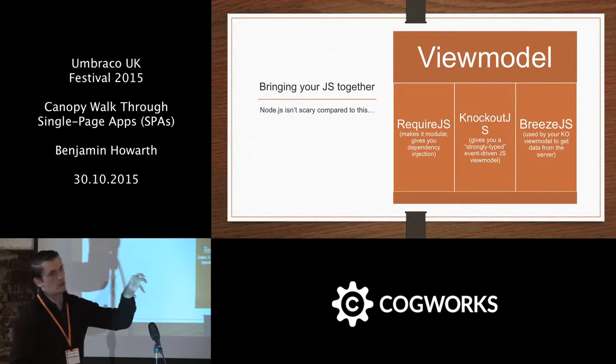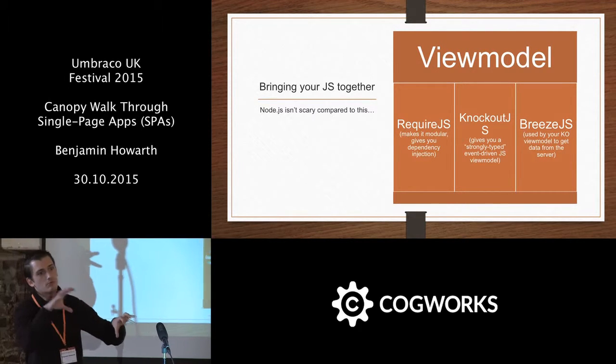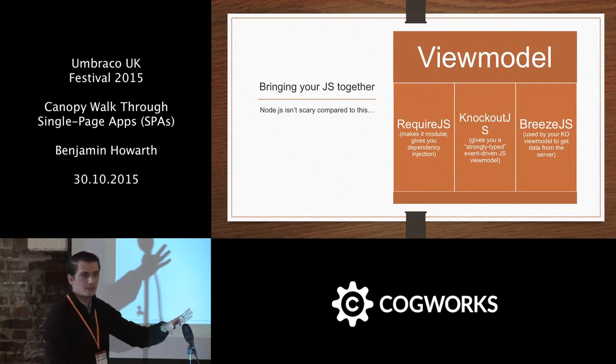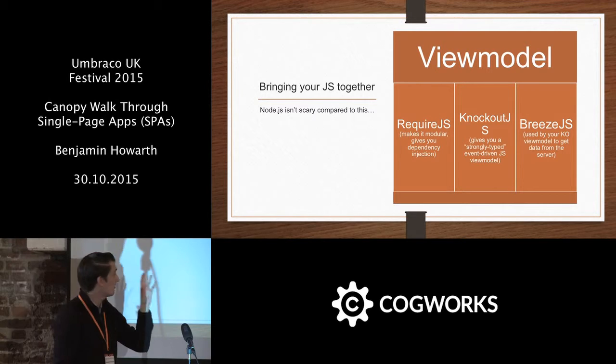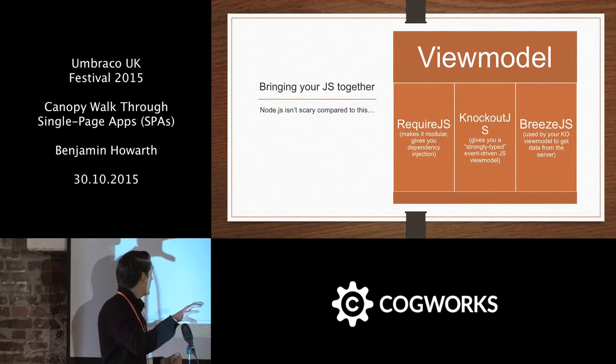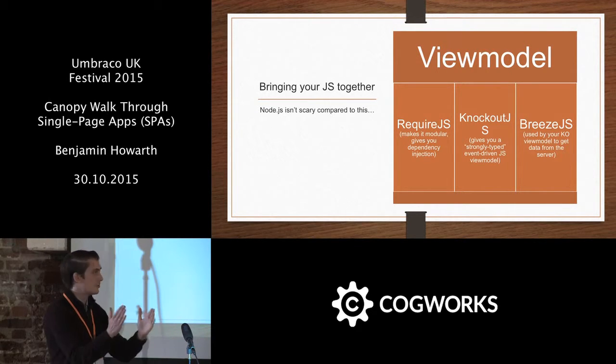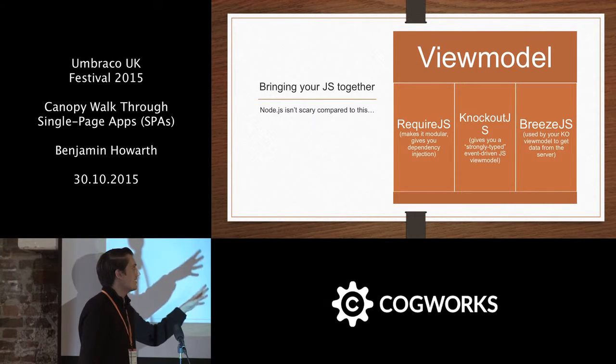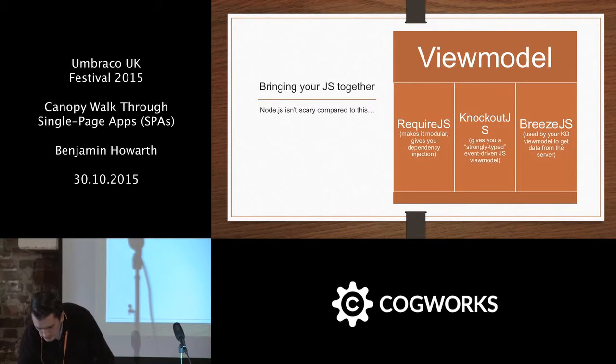Knockout.js takes your model, your object, and makes it bindable to your HTML view. So you give it an object, a form, a list, a product list, a shopping basket, whatever, and then you add the appropriate HTML markup, and it just glues the two together. Breeze.js is for getting data really easily out of the server side.